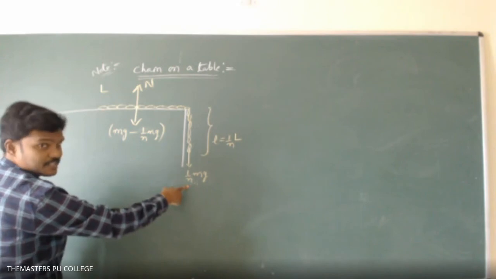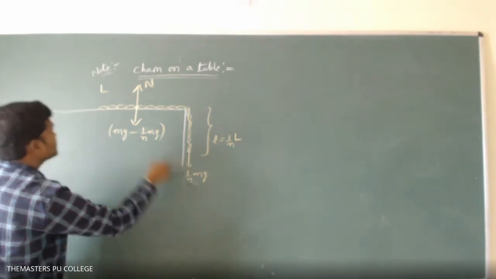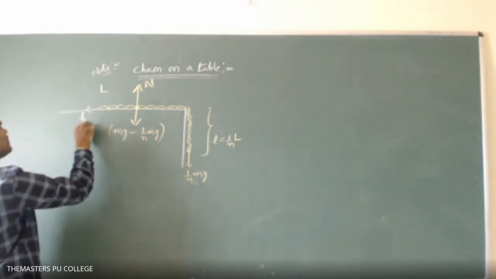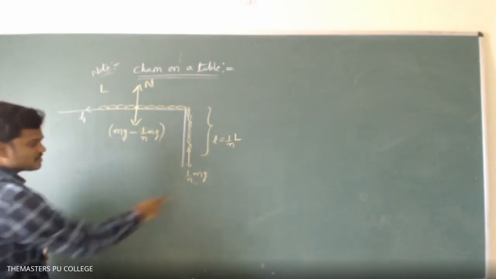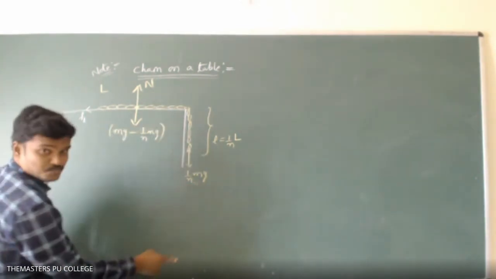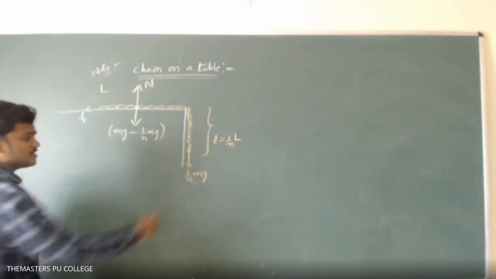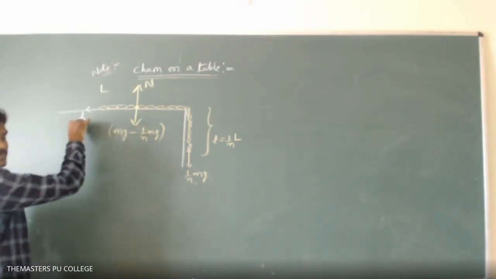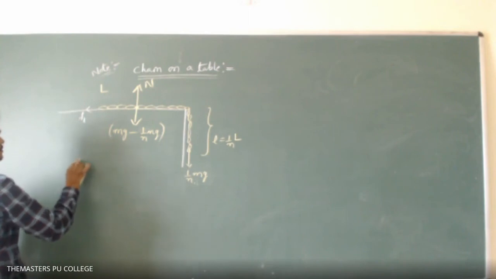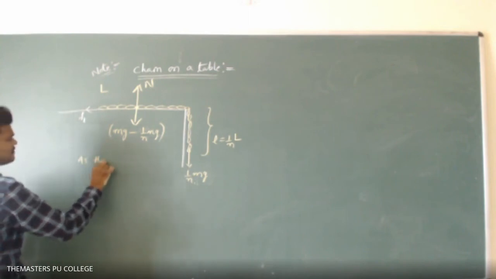This is the force actually. This force is balanced by frictional force or not? Because of this force, this chain is ready to move. It's not moving, it's ready to move. When the body is ready to move, this force is balanced by this one.